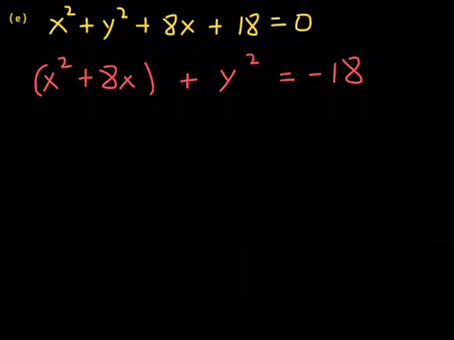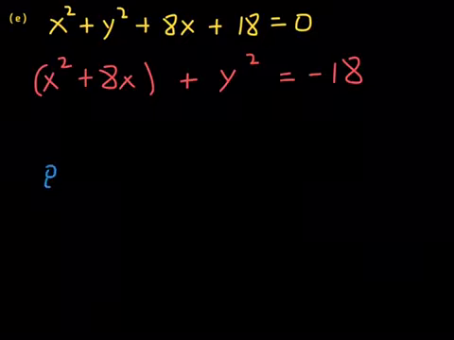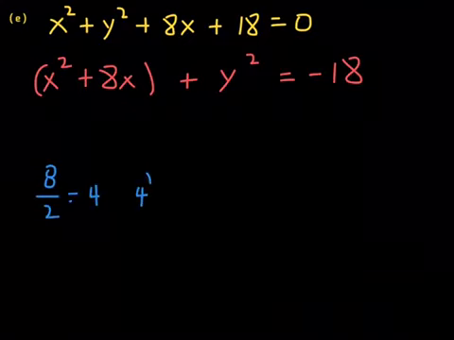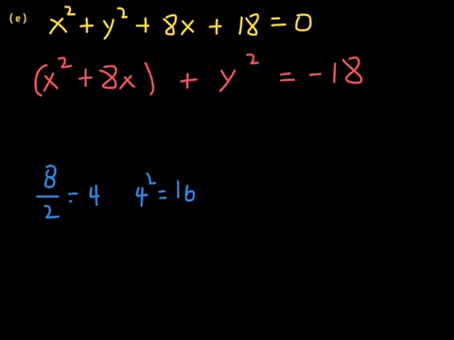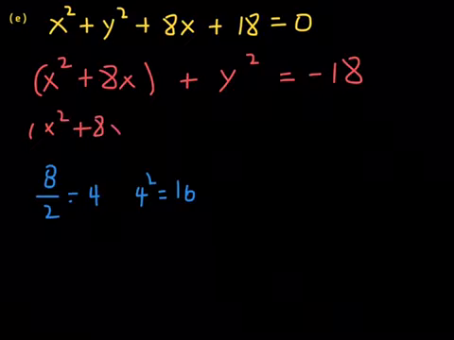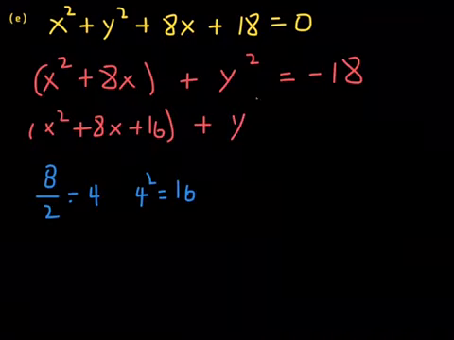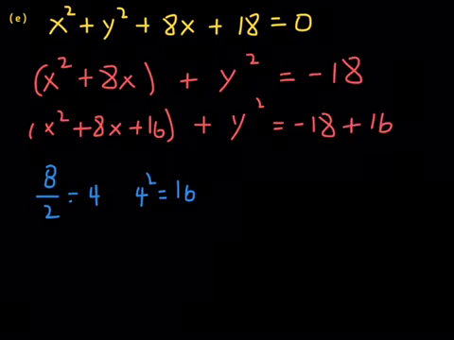Okay, now let me show you completing the square. When I take half of 8, I get 4. And then when I square 4, I get 16. So I'm going to add 16 inside that first group. Okay. You're not going to do anything with y squared because it's already a perfect square. And then you just have negative 18. And then you have to add 16 over here. If you added 16 to the left, you have to add 16 to the right as well.